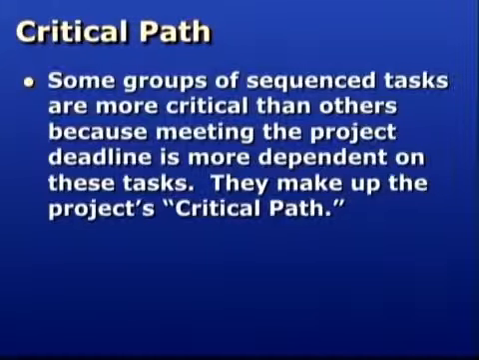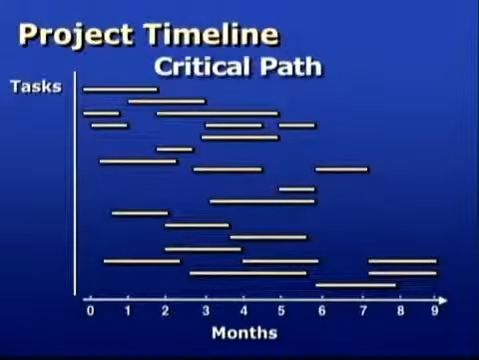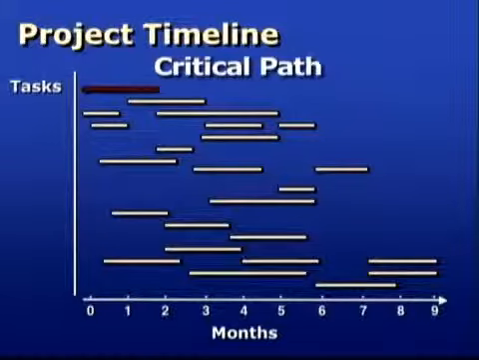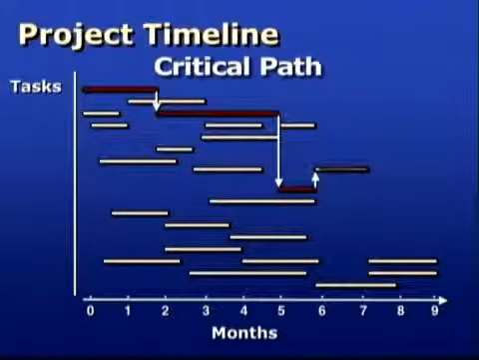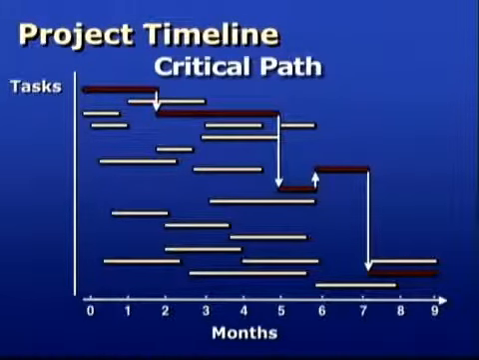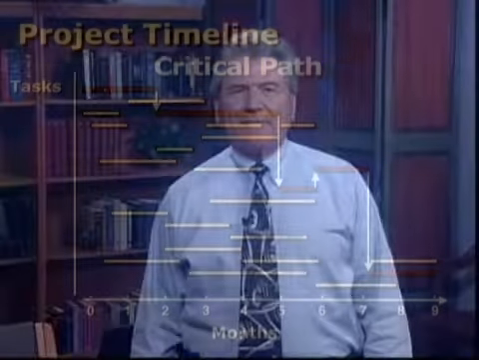An examination of the project timeline will show that some groups of tasks are more critical than others because meeting the project deadline is more dependent on these tasks. These important tasks are called the project's critical path. If you want the project completed on time, you must ensure that the tasks on the critical path are completed as planned. Every project has one or more critical paths.